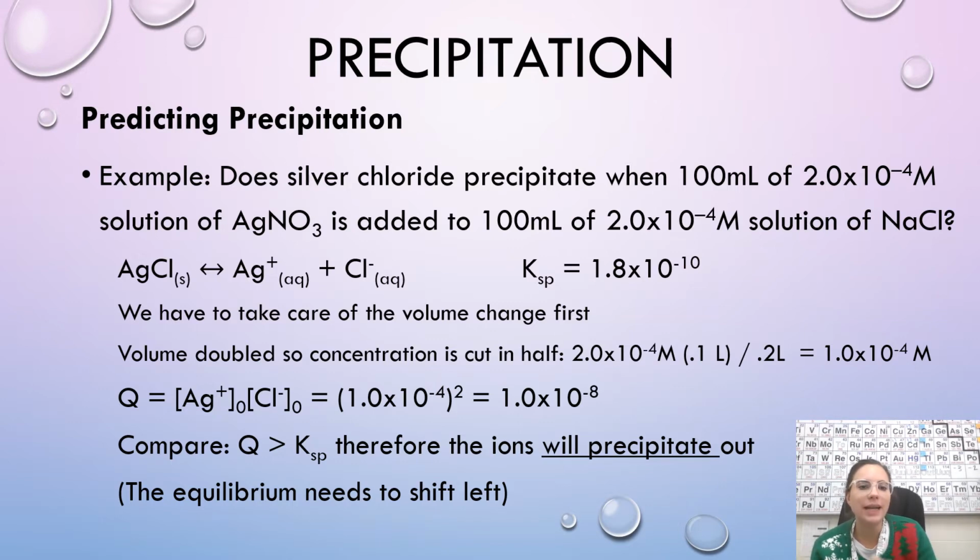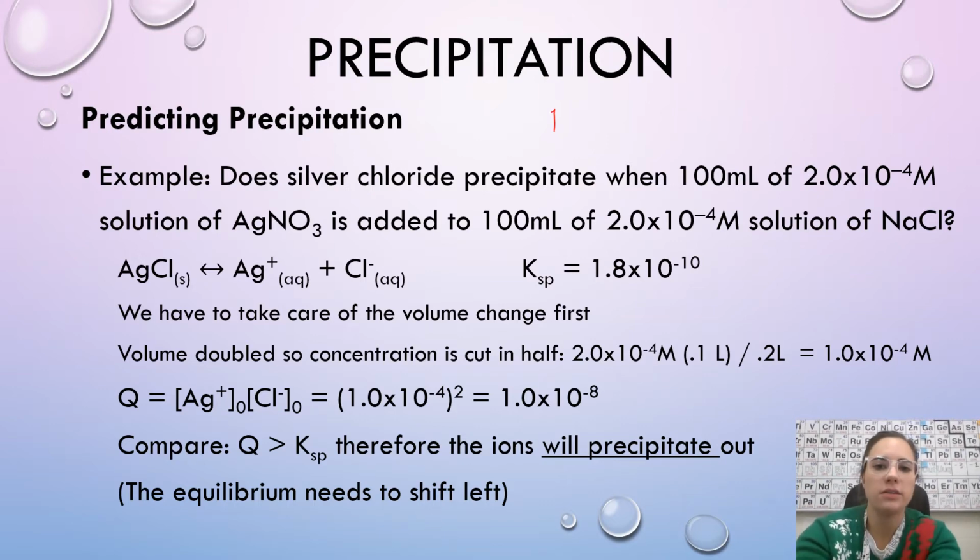So when we are combining two solutions of aqueous ionic compounds, the first thing that you need to consider is, what is the precipitate?